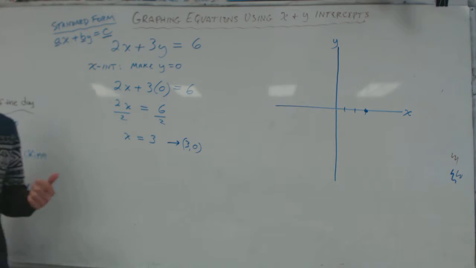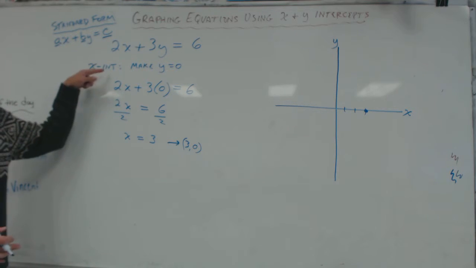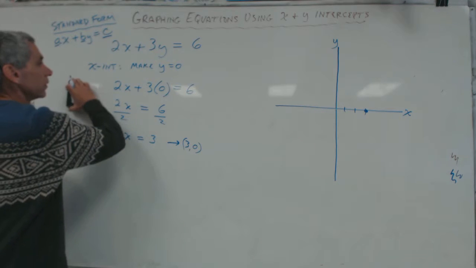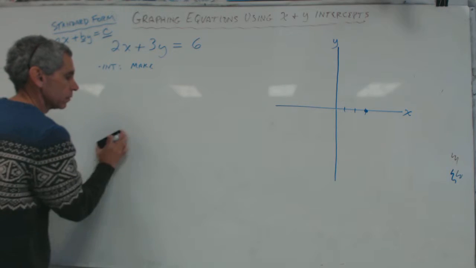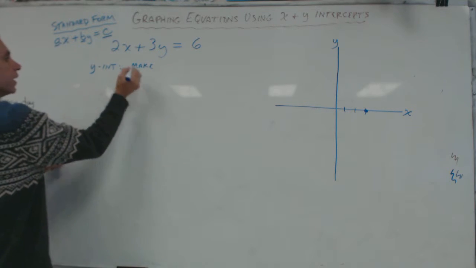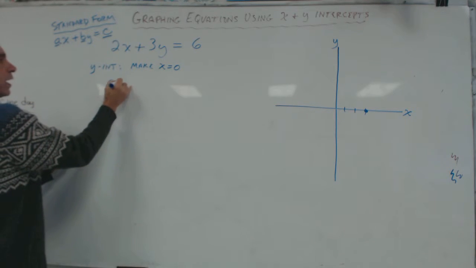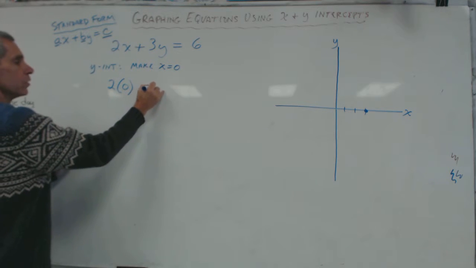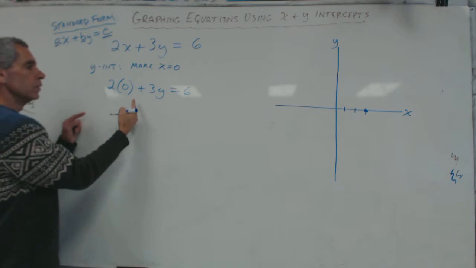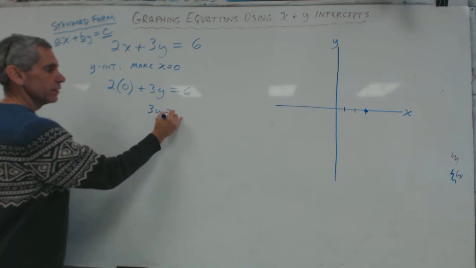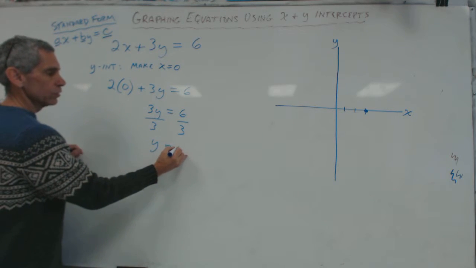Now what am I going to do? Find my y-intercept. Can I erase this so that I can work up higher? Okay, so I'm now going to find my y-intercept. Wouldn't it just be you make x 0? So x equals 0, right? So 2 times 0 plus 3y equals 6. What's 2 times 0? 0, right? So 3y is equal to 6. Divide by 3. Y is equal to 2.